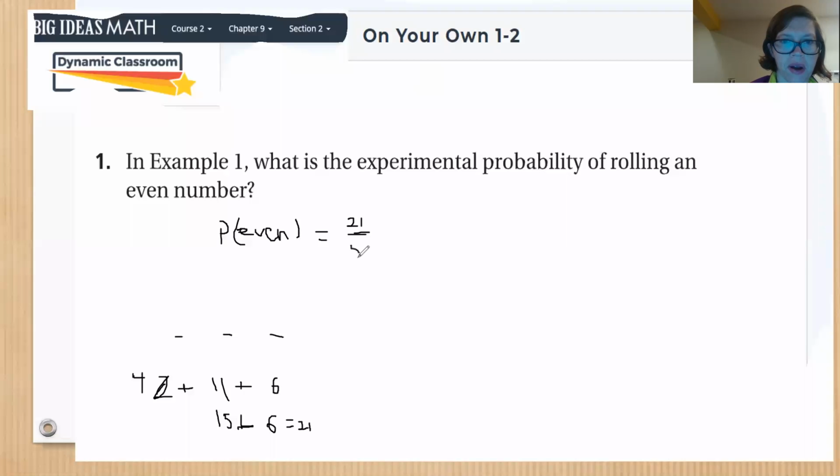So 50 goes on bottom because that was the total number of times the dice was rolled, right? So that should be 21 over 50. So our probability of rolling an even number is 21 over 50. If we wanted to change that to a decimal, that would be 0.42 or 42%.